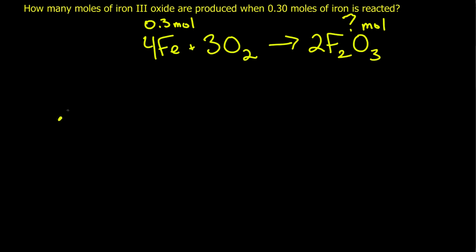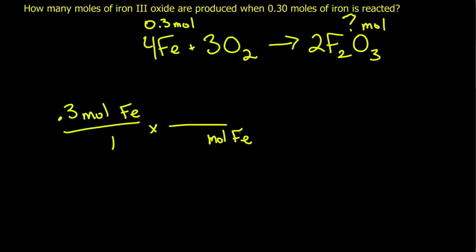So I got 0.3 moles of iron. I stick that over 1. I set up my ratio. The balanced equation is your stoichiometry. That is your ratio. So my balanced equation says it's 4 iron for every 2 iron 3 oxide. Since iron is on top in my dimensional analysis, I want it on bottom for the next step. I want to convert it to iron 3 oxide, so that goes on top.